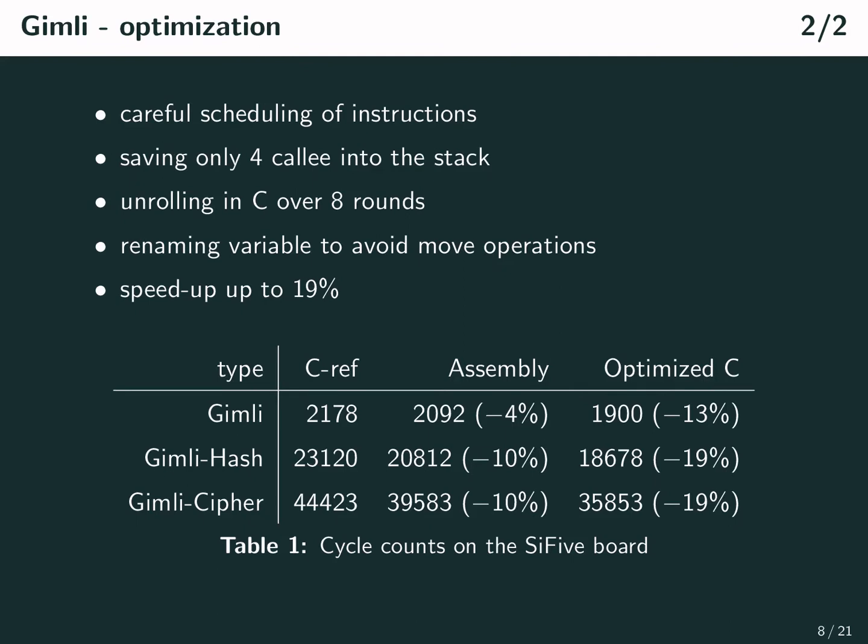As a baseline, the reference C code runs at 2178 cycles. By using careful scheduling of the instructions and using a minimum number of registers, our assembly implementation runs at 2092 cycles. By unrolling in C over 8 rounds and propagating the swapping by renaming variables to avoid move operations, the compiler manages to achieve further speedups by getting down to 1900 cycles, which leads to a 19% speedup for Gimli hash and Gimli cipher as shown in table 1.